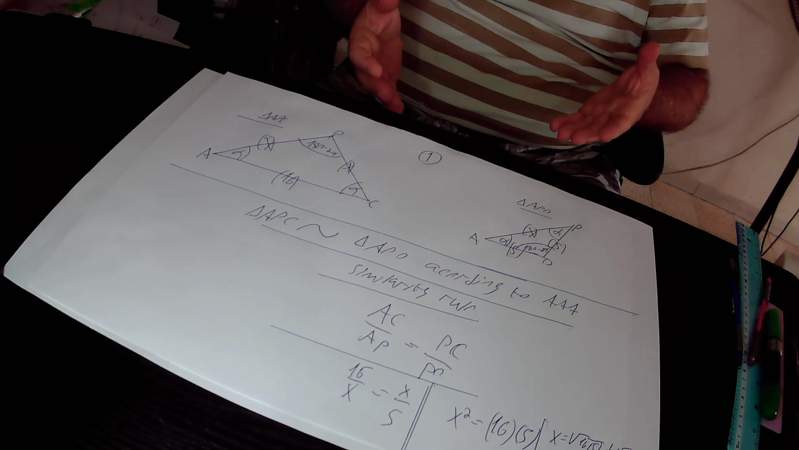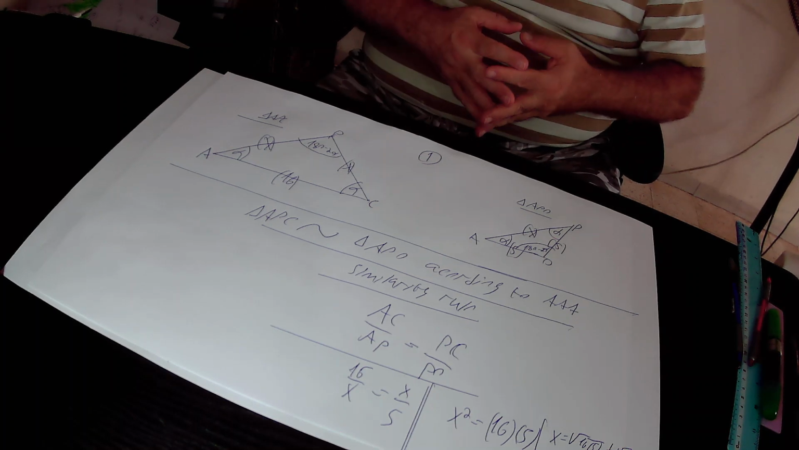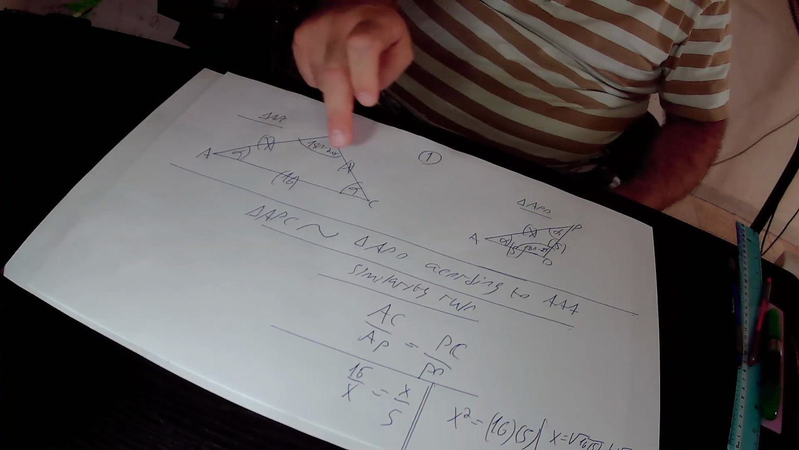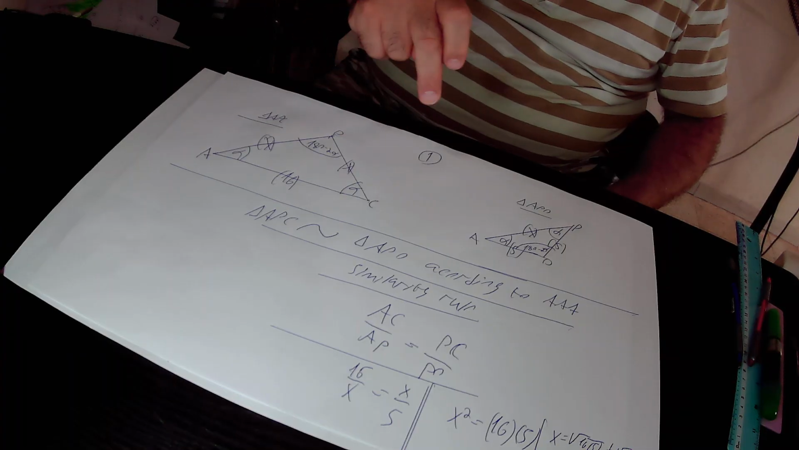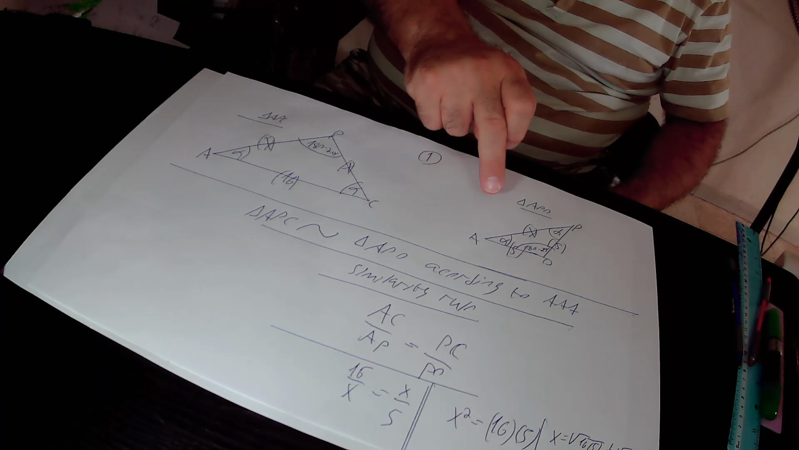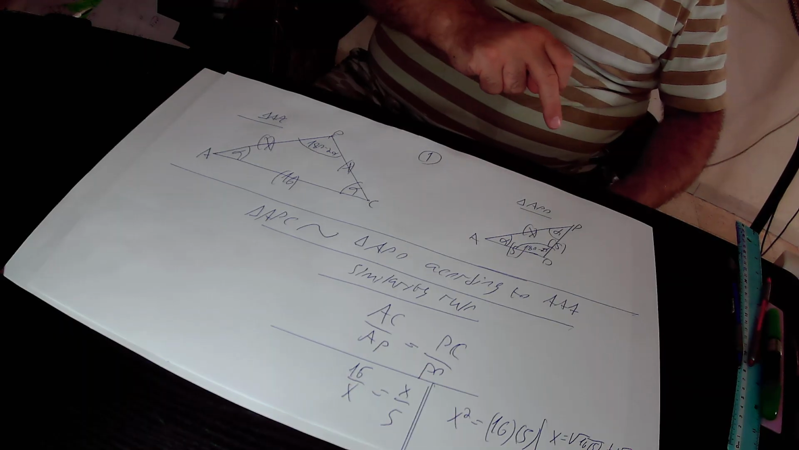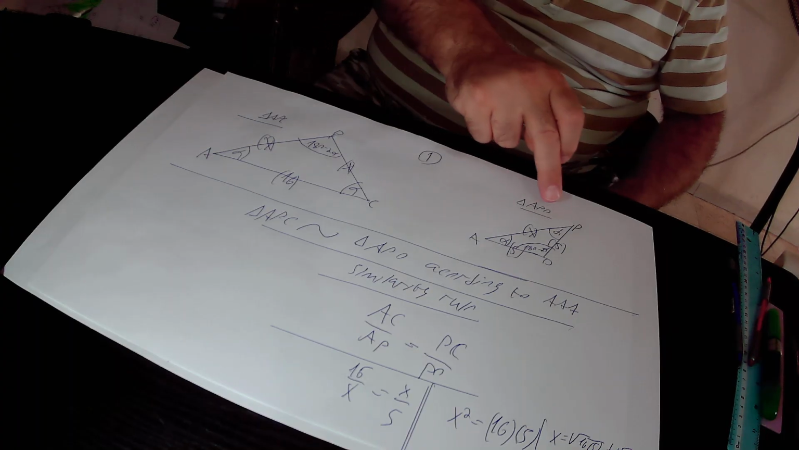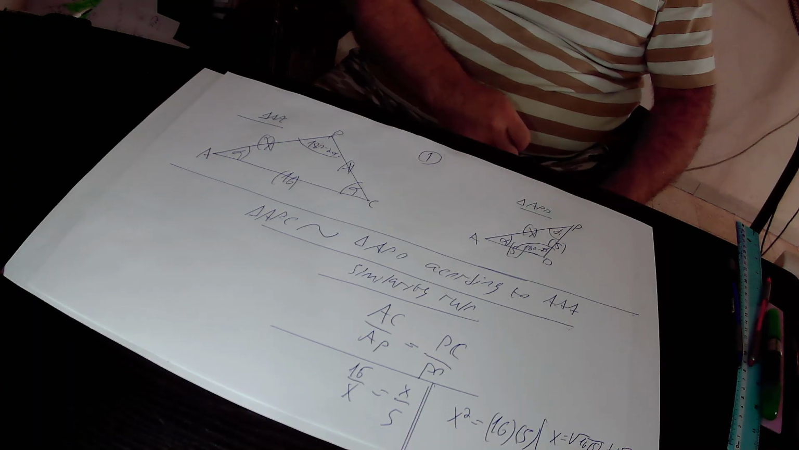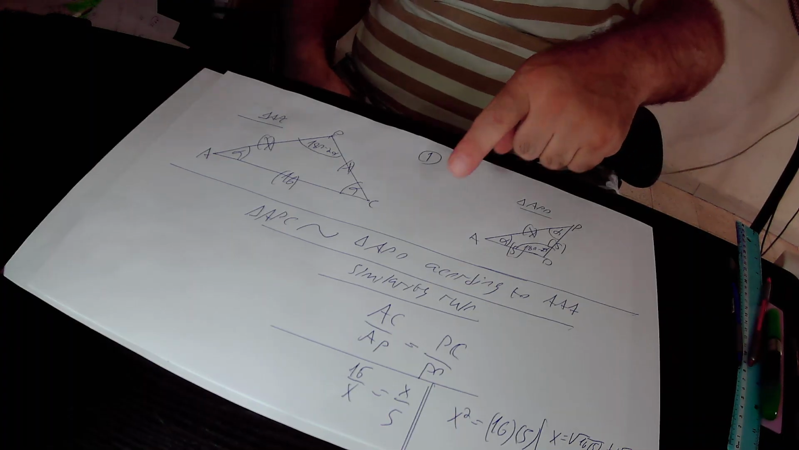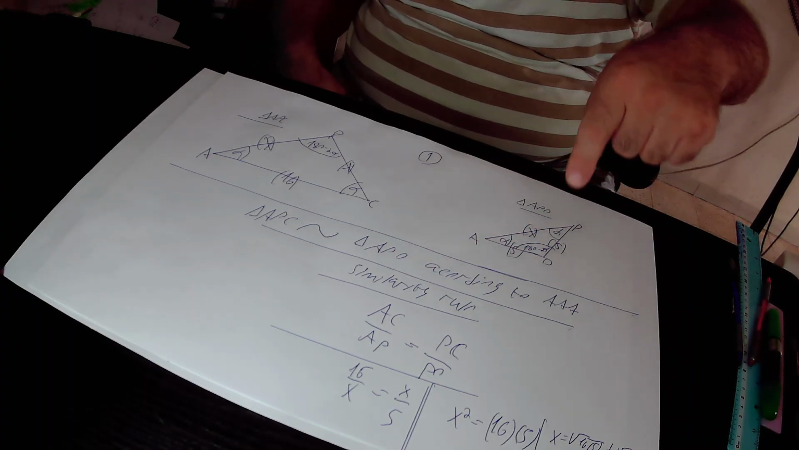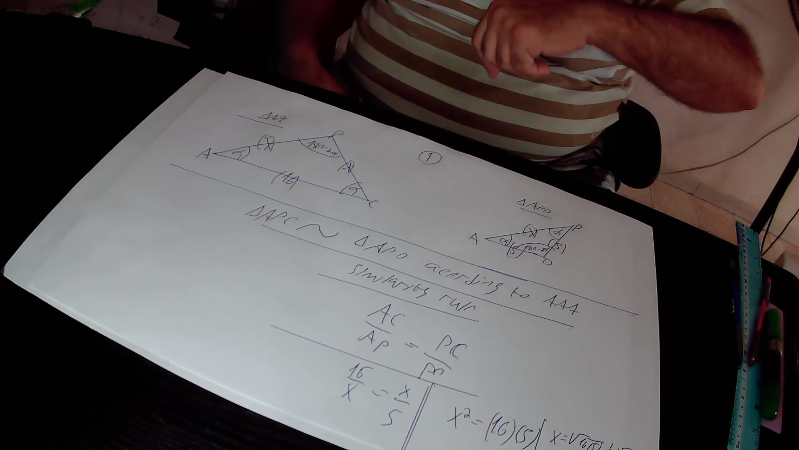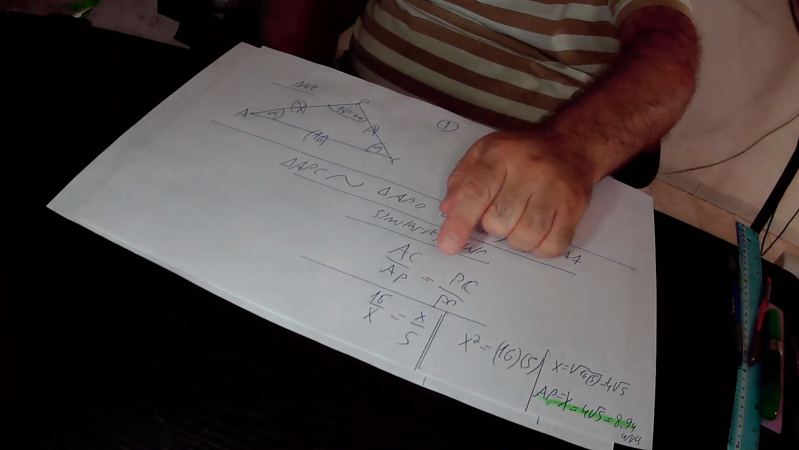From the fact that they are similar to each other, we realize that the following relationship exists between their sides. We divide side AC of the big triangle APC over side AP of the small triangle APO, which is equal to side PC of the big triangle APC over side PO of the small triangle APO. Okay, AC is 16, AP is x, PC is also x, and PO is 5. So in total, we have found that 16 over x equals x over 5.